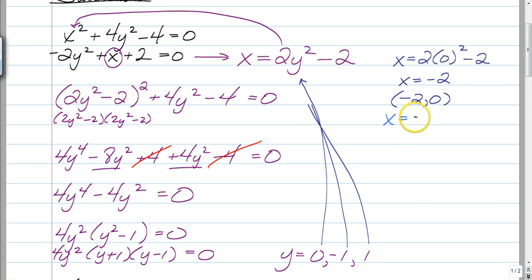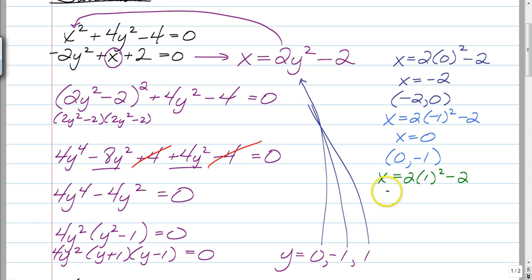So we have x is equal to 2 times a negative 1 squared minus 2. Negative 1 squared is a positive 1. Positive 1 times 2 is 2. Minus 2 is 0. So x is equal to 0. That means this is 0, negative 1. And we have one more to do. Now you have to substitute in a positive 1. So x is equal to 2 times a positive 1 squared minus 2. 1 squared is 1 times 2 is 2 minus 2 is 0. So x equals 0, but our coordinate is 0, comma, positive 1.